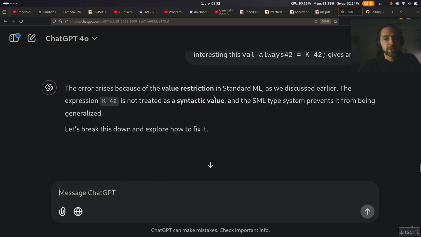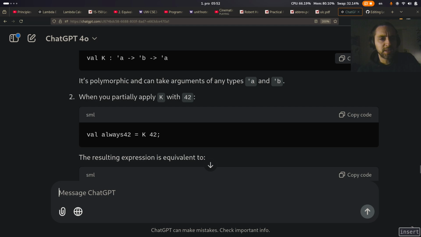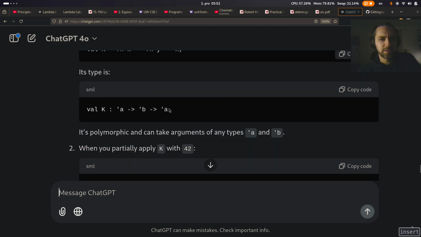Because of the value restriction, the expression k 42 is not treated as a syntactic value, and the SML type system prevents it from being generalized. Why does it prevent it from being generalized? The constant combinator k is defined as val k = fn x => fn y => x. So what's its type? Right, 'a -> 'b -> 'a. It's polymorphic, that's the meaning, and can take arguments of any type, A and B.